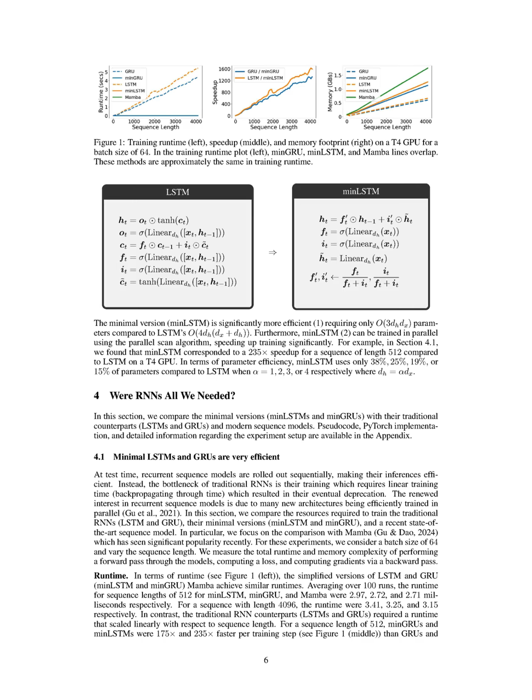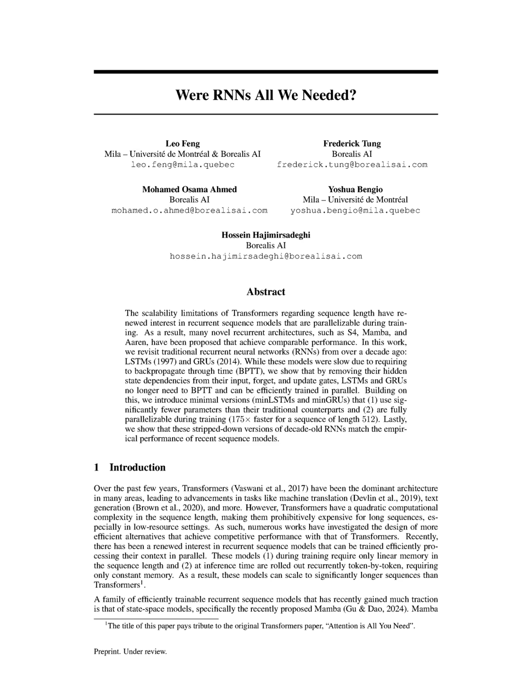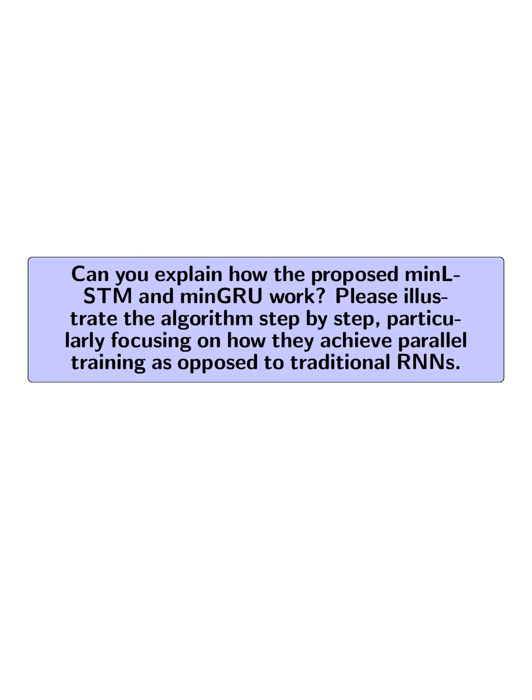This addresses the computational inefficiencies of existing recurrent models, while achieving comparable performance to state-of-the-art sequence models like Mamba. Ultimately, minLSTM and minGRU provide a more efficient alternative for sequence modeling tasks, particularly in low-resource settings where long sequences are common. Can you explain how the proposed minLSTM and minGRU work?